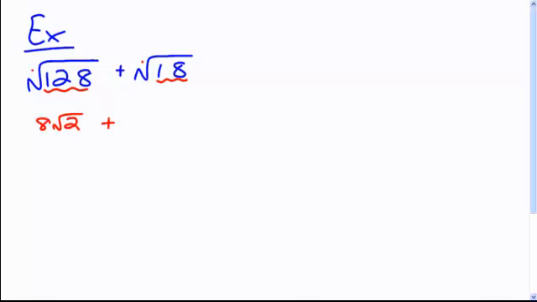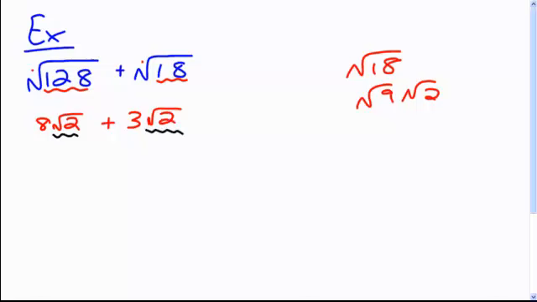So now I have to break down the square root of 18. That's just the square root of 9 and the square root of 2. So that's 3 square roots of 2. So they both have the exact same thing attached. They are both square roots of 2. So I have 8 square roots of 2 plus 3 square roots of 2 give me 11 square roots of 2. If one was a square root of 2 and one was a square root of 3, I couldn't combine them. I'd be done. That would be as simplified as I could get.